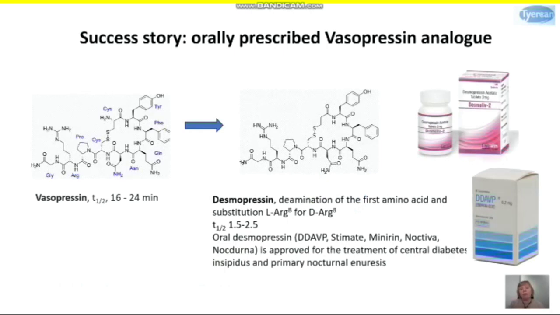And this is a success story. Desmopressin, an analog of vasopressin, which was the first peptide drug used orally. The success of this compound was achieved by deamination of cysteine and replacement of L-arginine with D-arginine. In this way, half-life time was increased, and also addition of some formulation allowed us to develop this peptide as an orally available drug. In spite of success, bioavailability of this compound is still very low, 0.2%.